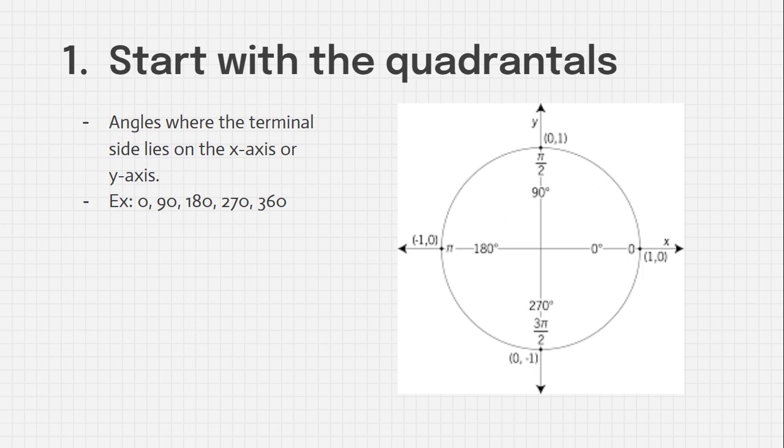So these are angles where the terminal side lies on the x-axis or the y-axis. As you can see, the 0 or 360 and the 180 lie on the x-axis, and then the 90 or the 270 lie on the y-axis. And the points are really easy to remember. So it's just 1, 0, 0, 1, negative 1, 0, and then 0, negative 1.